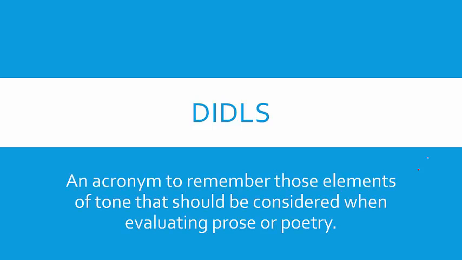And for homework tonight, you're going to learn about DIDLS, and this is going to guide our passage analysis over the next few weeks. DIDLS is an acronym to remember those elements of tone that should be considered when evaluating prose or poetry. And an acronym is the first letter of every word. So DIDLS breaks down to 5 key components.